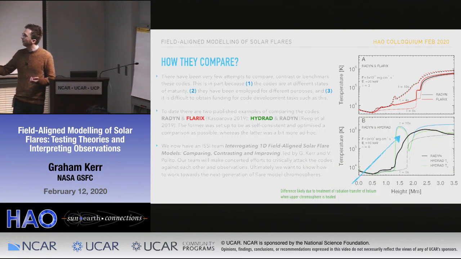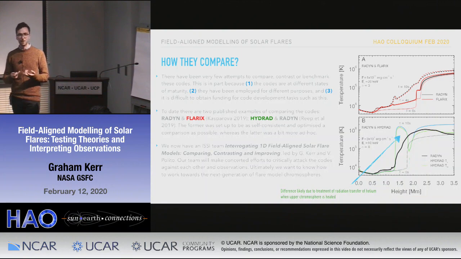So this is RADYN and FLARIX, comparisons at three different times in a flare. And you can see the black and red lines overlay each other remarkably well. These codes have different numerical setups and some different physics involved. But if we optimize the problem so they're all using similar physics, then we get remarkably similar answers. Even these small features are reproduced, which gives us confidence that we're at least along the right track.